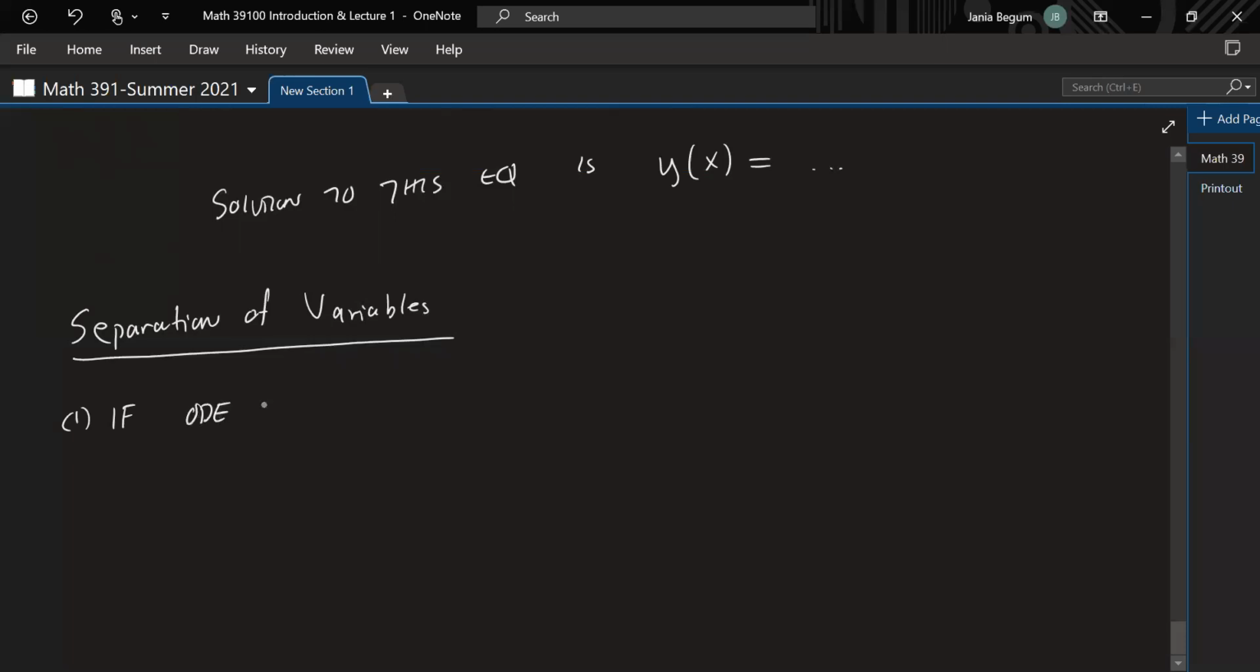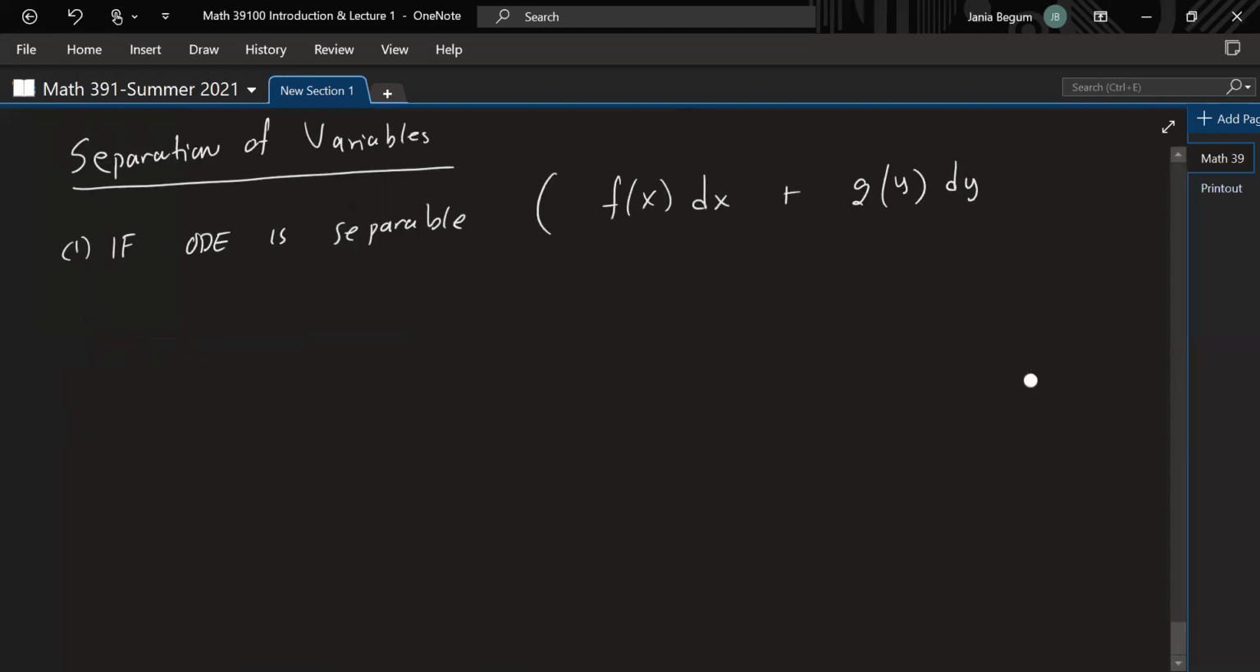Okay, so one, if the ODE is separable, which means you can write a function of x with its differential dx, and a function of y, let me call it g, of y with its differential dy, equal to either 0 or a constant. Something like that. You're able to put its differential with the function's variable.